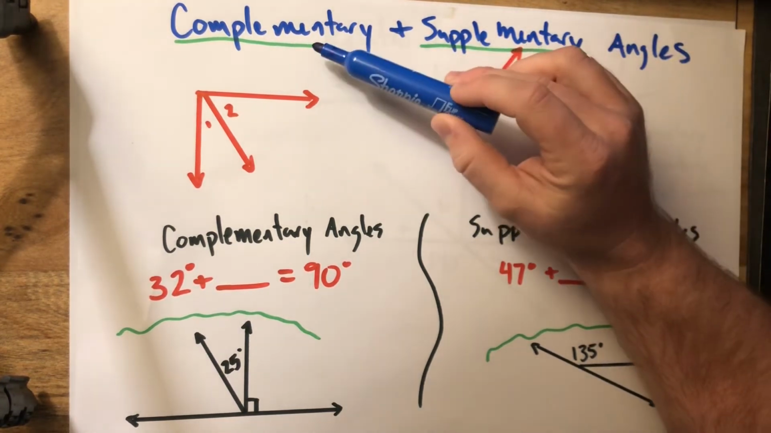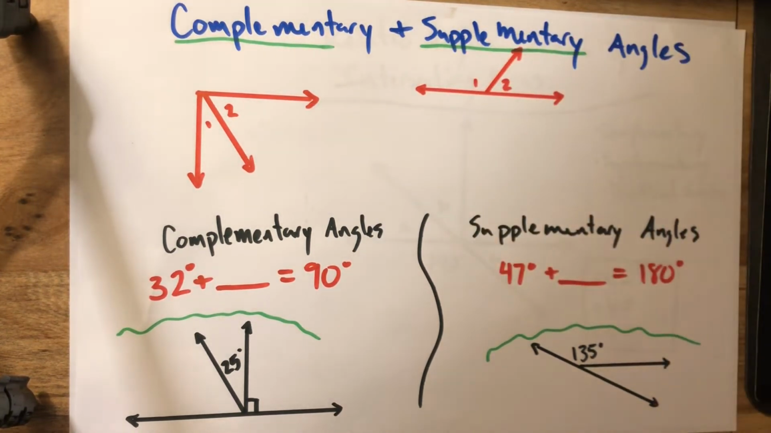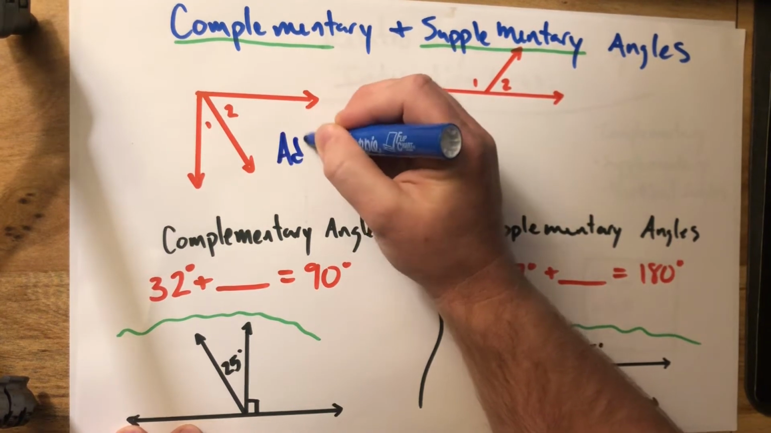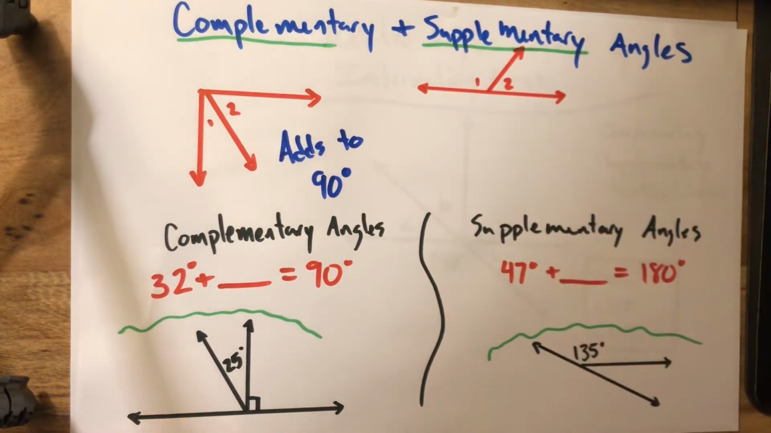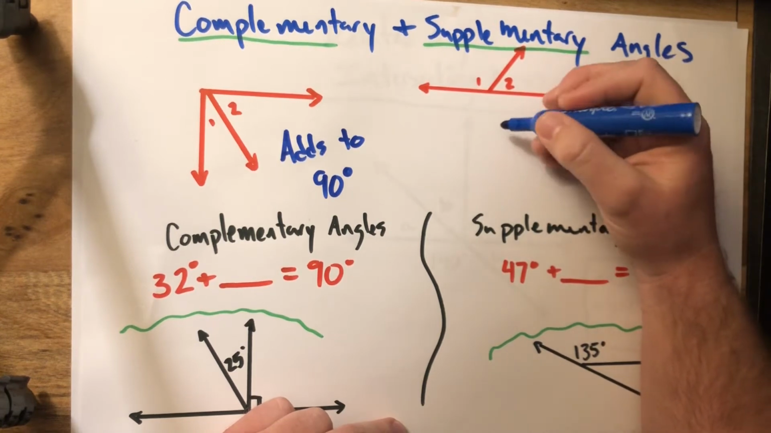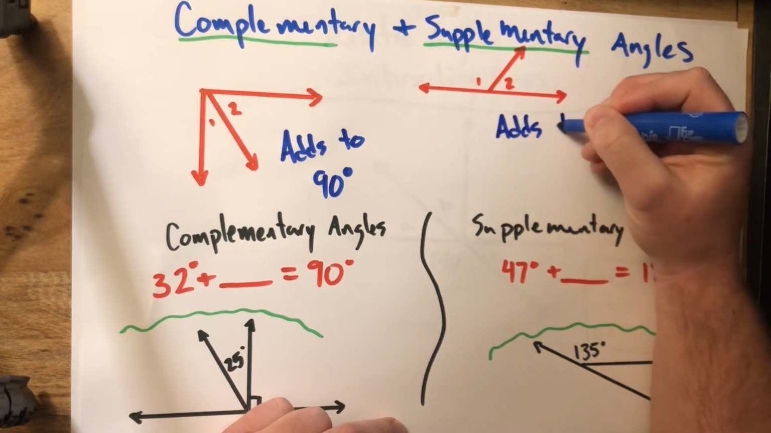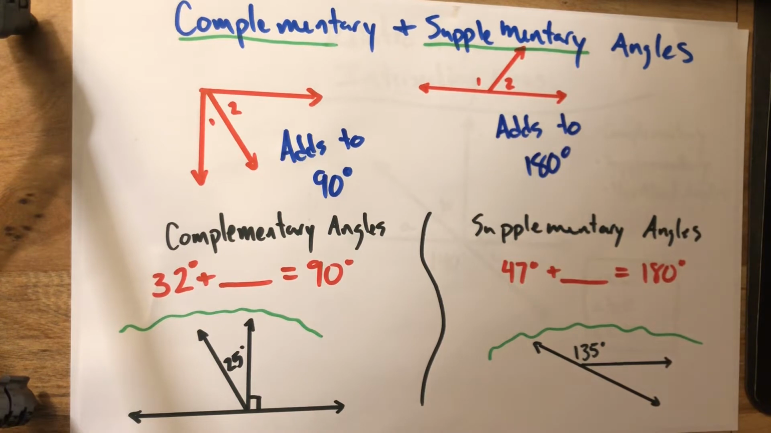So first we're going to talk about complementary angles. Two angles that add to be 90 degrees are called complementary. So say adds to 90 degrees. Supplementary angles are two angles whose sum, or they add up to 180 degrees. So we'll say adds to 180 degrees. We're going to be using these complementary and supplementary angle ideas in our problem solving today.